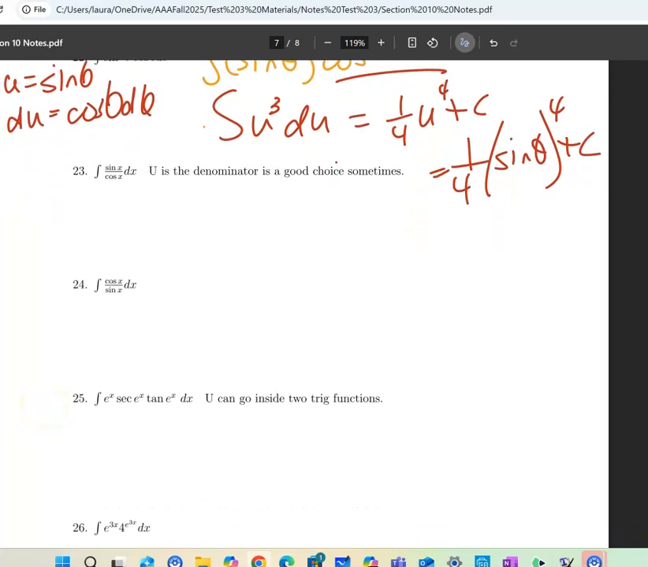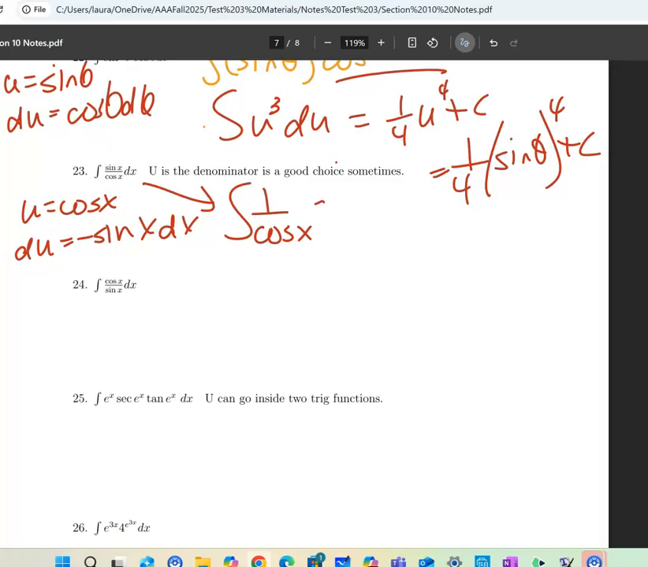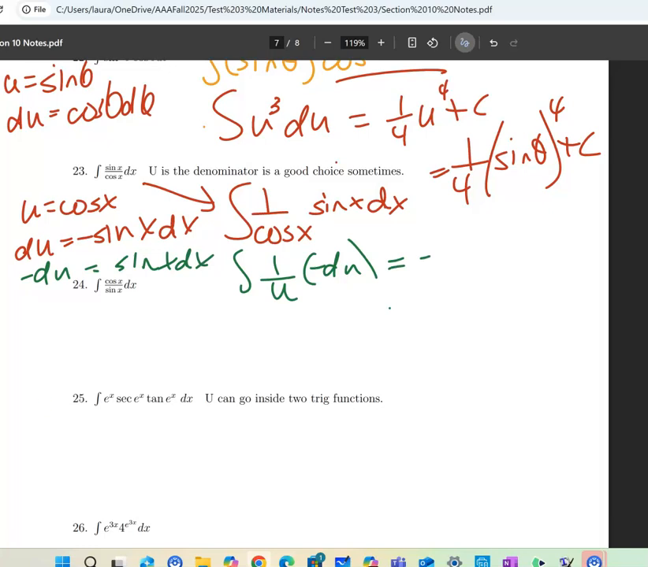All right, again, the denominator can be a good choice. So if I let u equal cosine of x, the derivative is negative sine of x dx. I'm going to reorganize this one. So sine of x dx. So this gives me 1/u, and then I'm going to be multiplying through by a negative sign to get the sine of x, right? So that's negative du. So negative integral of 1/u is negative ln of u plus c, which is ln of cosine of x.